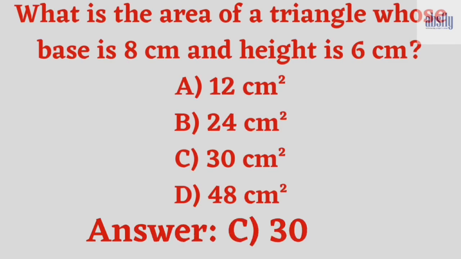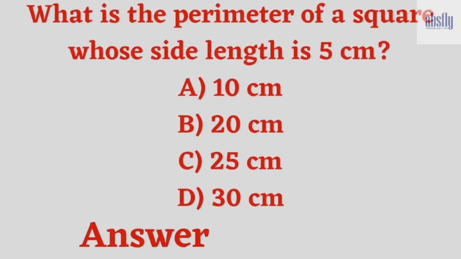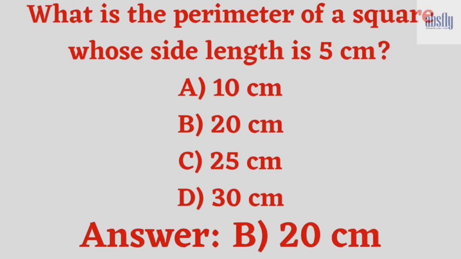What is the area of a rectangle whose base is 8 cm and height is 6 cm? The answer is 30 cm. What is the perimeter of a square whose side length is 5 cm? The answer is 20 centimeter.